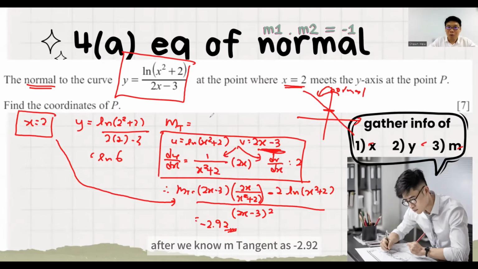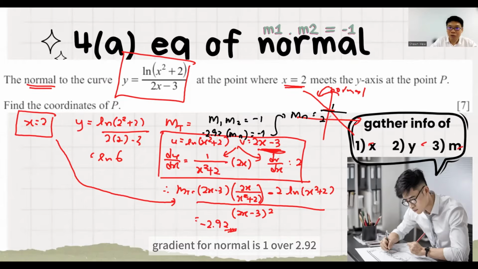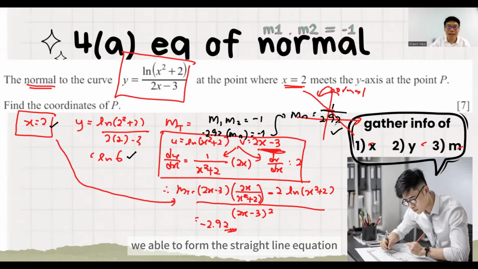So after we know m tangent is minus 2.92, according to m1 m2 equals to minus 1, so negative 2.92 times gradient for normal equals to minus 1. Gradient for normal is 1 over 2.92. So after we gather the information of x, y, and gradient, we are able to form the straight line equation.